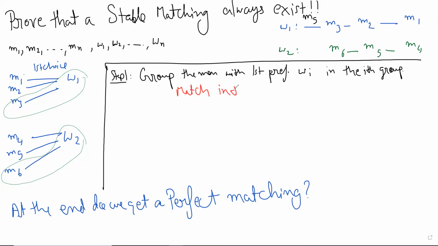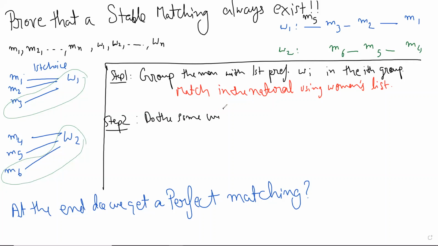Match in the natural way using women's list, because obviously, okay. And then in step 2, do the same with second preference list.